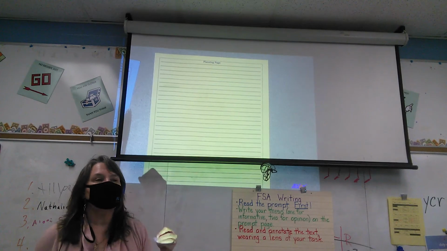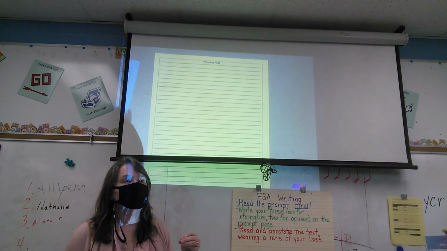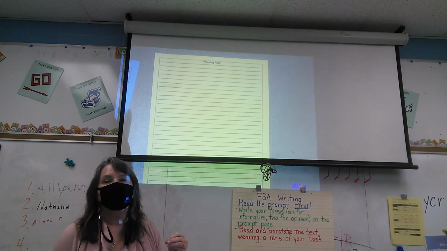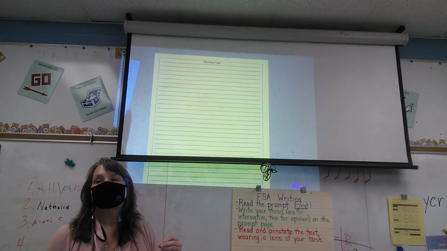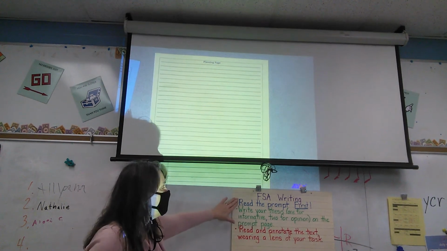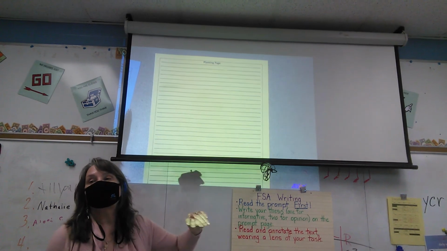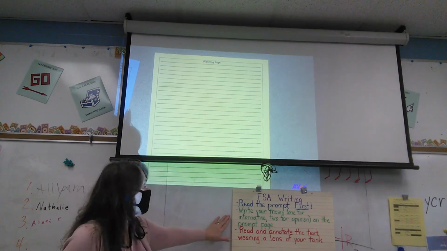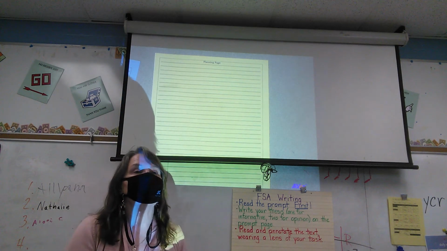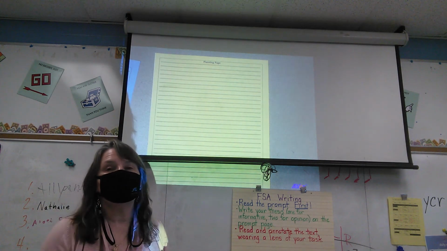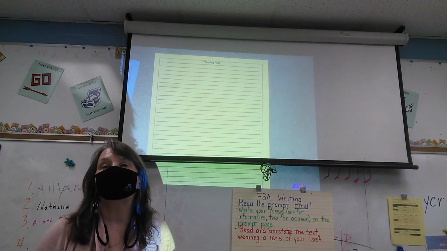We've been reviewing this whole week the different steps we need to take when we're working with the text set. Remember, the first thing that you do is to read the prompt. Whether the prompt is the first page or the prompt is after the text set, you want to read that first.